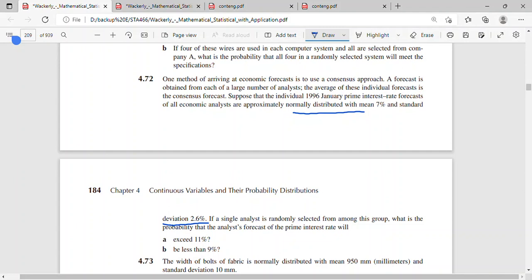Okay, if a single analyst is randomly selected from among this group, what is the probability that the analyst forecast for the prime interest will exceed 11% and will be less than 9%? So first thing first, can determine dulu what is the variable here. The variable here will be the interest rate forecast. Prime interest rate.